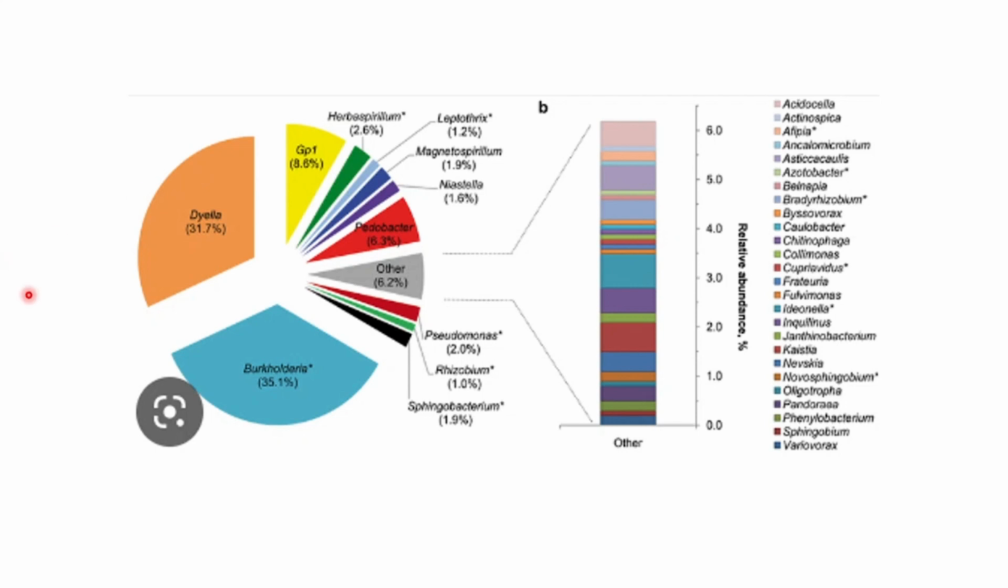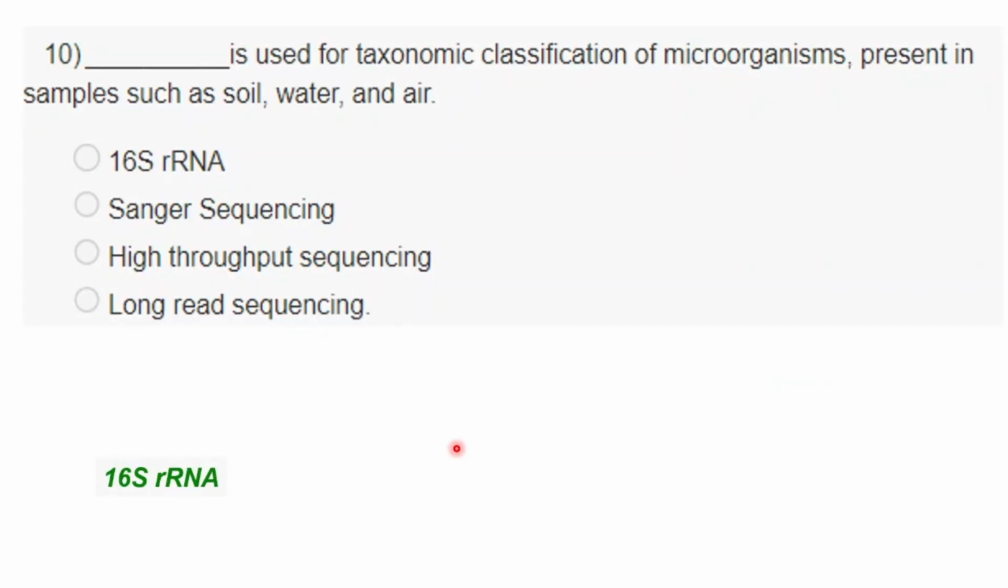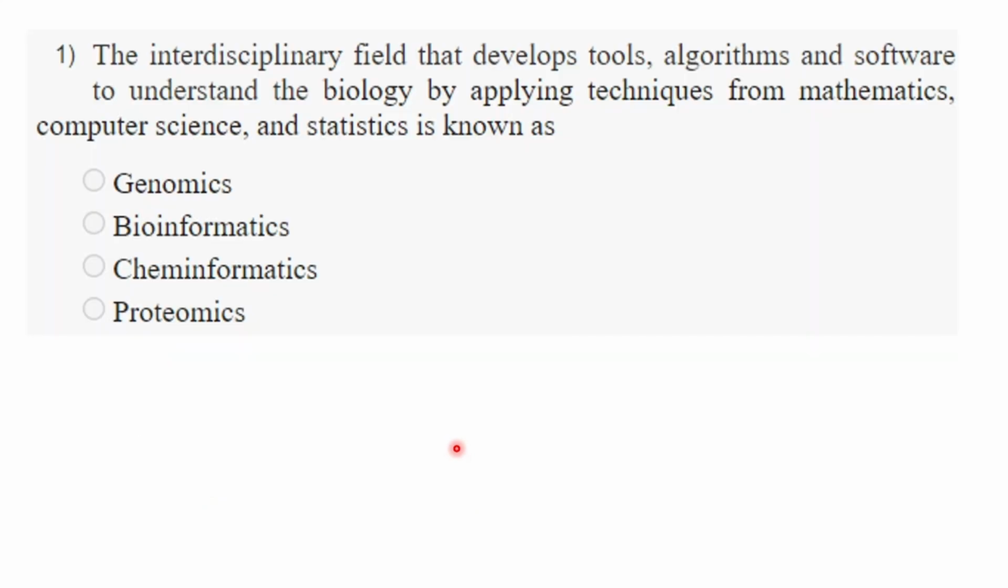So overall, 16S rRNA sequencing provides a very rapid and accurate method for identifying the taxonomic composition of microbial communities in environmental samples, and can be used to explore the diversity of microbial communities in different environments, to track changes in community structure over time, and to compare the microbial communities in the different samples. So yes, this 16S rRNA answer is correct. Moving on to the next question.